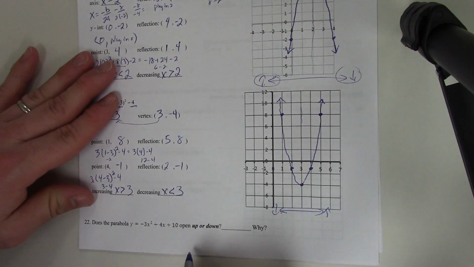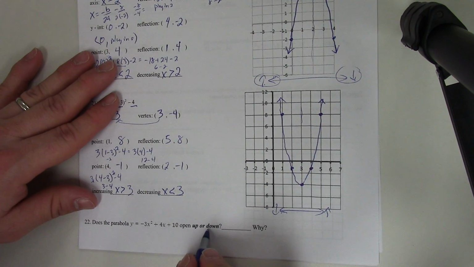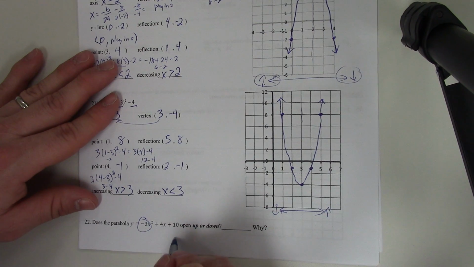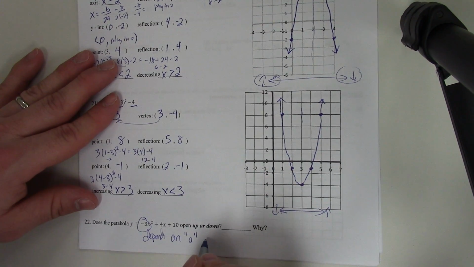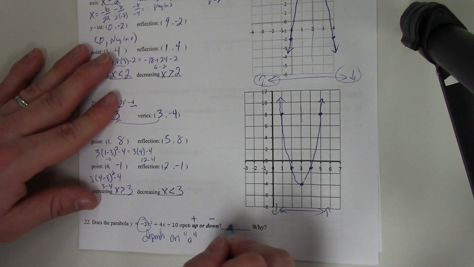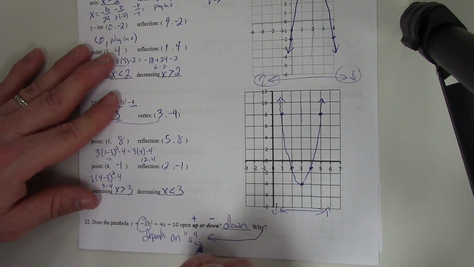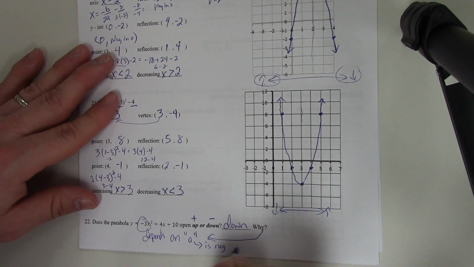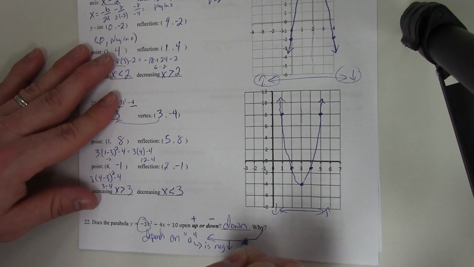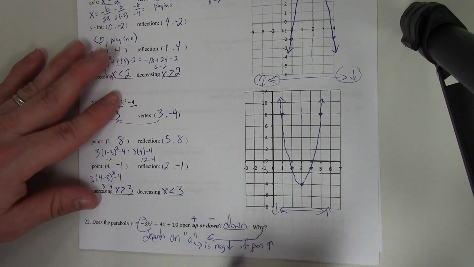The very last problem on this page just asks if it opens up or down. It is always dependent on a. Up means positive, down is negative. This has a negative 3, so it's down. And again, the reason why is because a is negative, so it's down. If positive, it would be up.